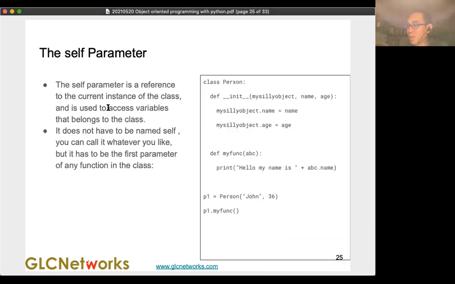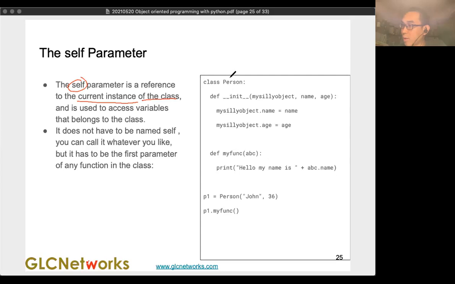Self parameter. Previously we always called self. What is self? The self parameter is a reference to the current instance of the class. So it refers to the class itself, our own class. It doesn't have to be named self, you can call it whatever you like, but it has to be the first parameter of the method.